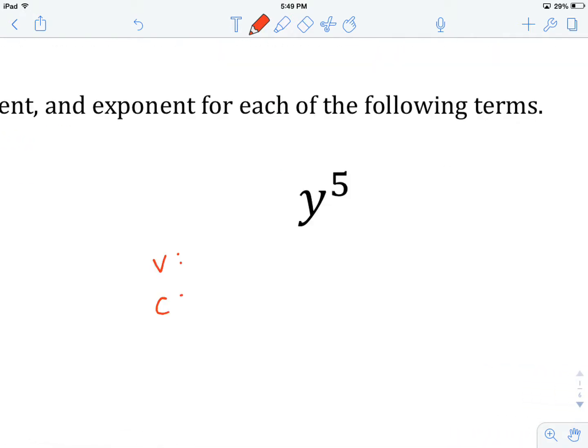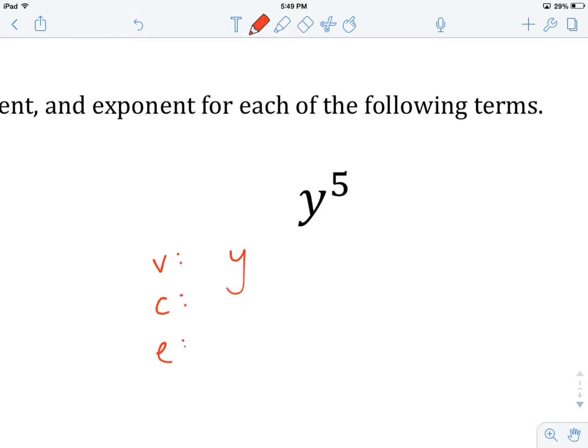Let's have a look at the next example. y to the exponent 5. So let's do the same thing. We are looking for a variable, a coefficient, and the exponent. So let's start with the variable. Variable, as we decided above, is the letter. And the letter we have here in this term is going to be y.